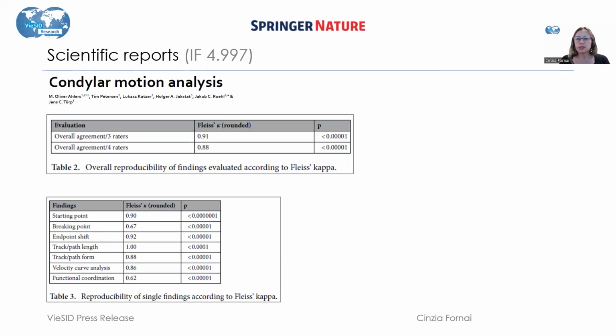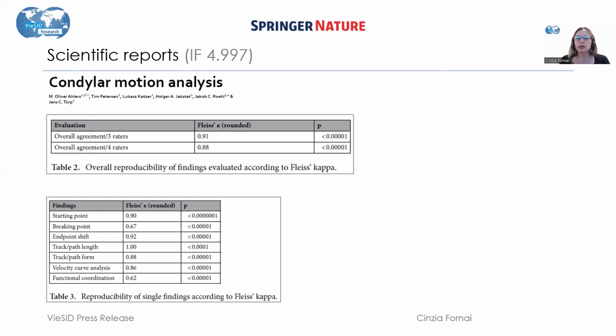The evaluation of the results through Fleiss kappa tests revealed high concordance between observers. In particular, they obtained a value of 0.91 on a maximum of 1, reflecting perfect agreement when they considered the outcomes for the three operators working together. The agreement was similarly high, 0.88, when considering all four investigators.